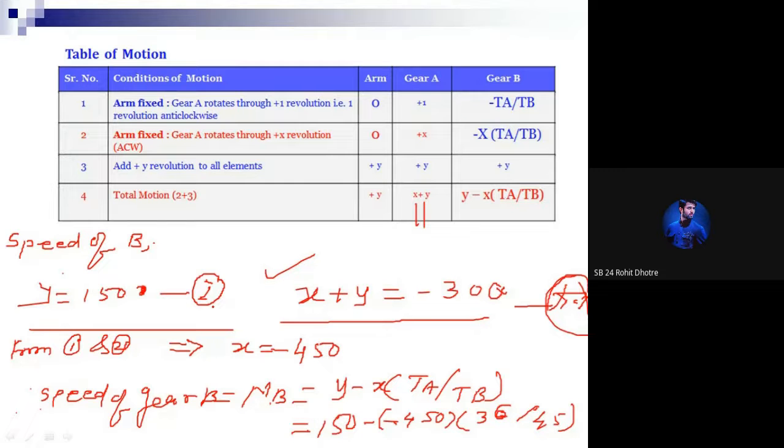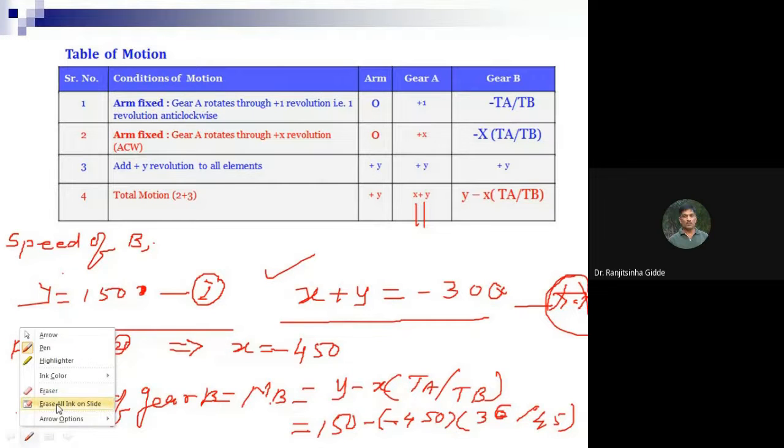What is the value for the speed of gear B? 510. It is 510. And what is the sign for that? Minus. What came in the answer, tell me. Is there a sign for 510, did a plus come there? Positive came, sir. Yes, sir. Plus came. Correct, positive came.